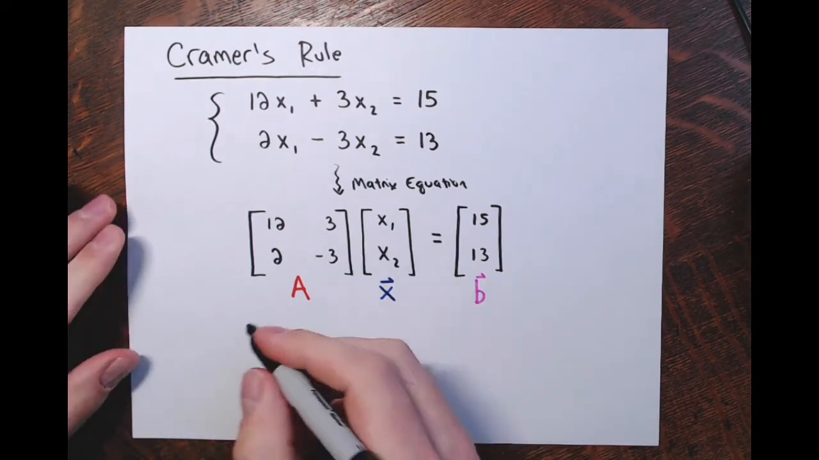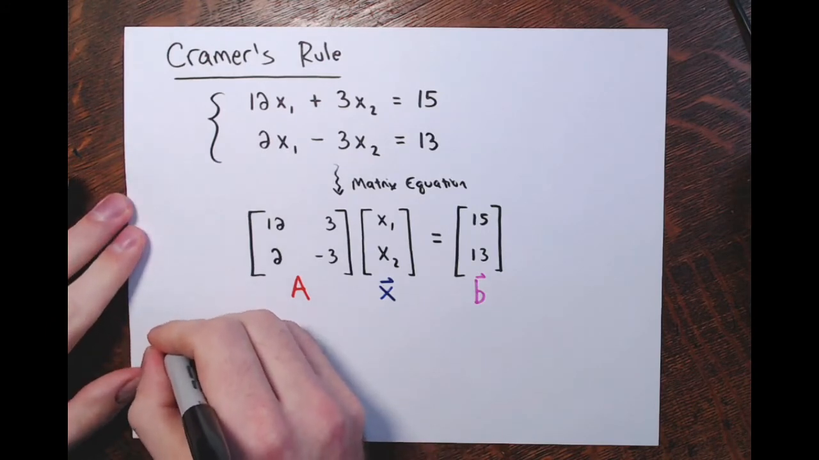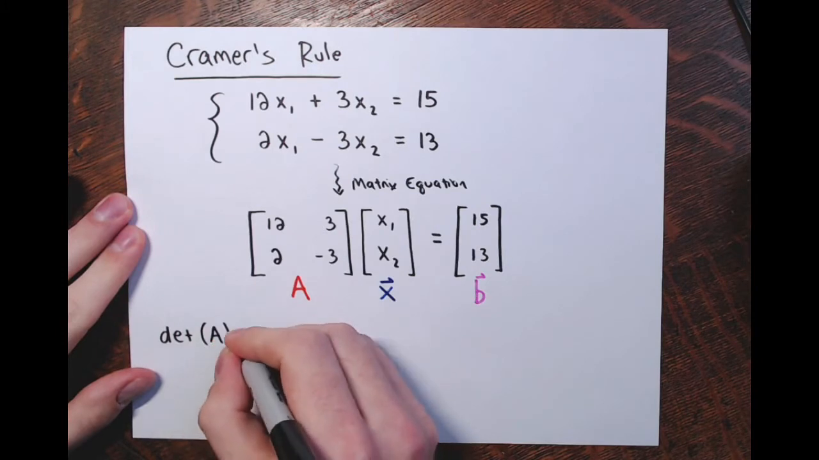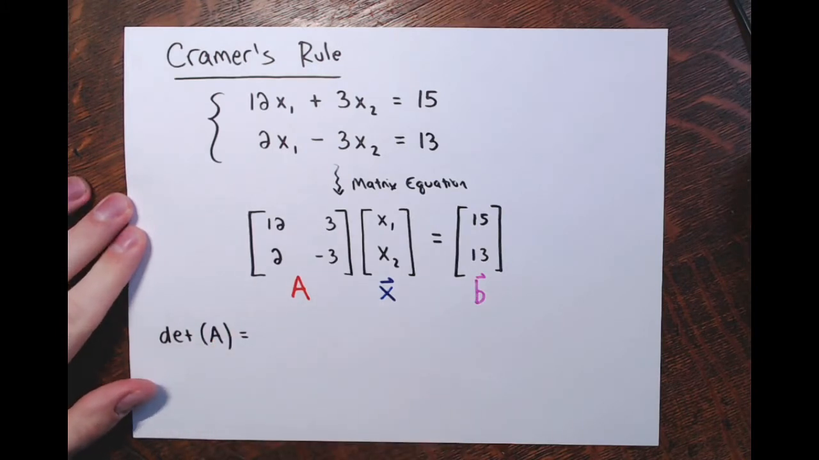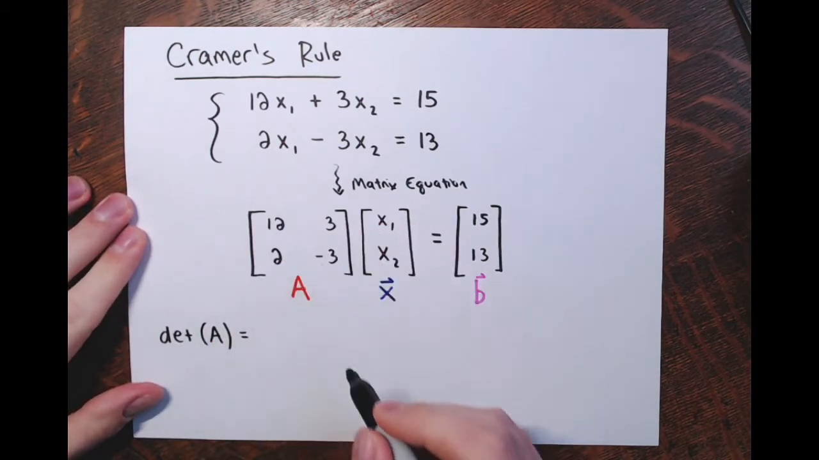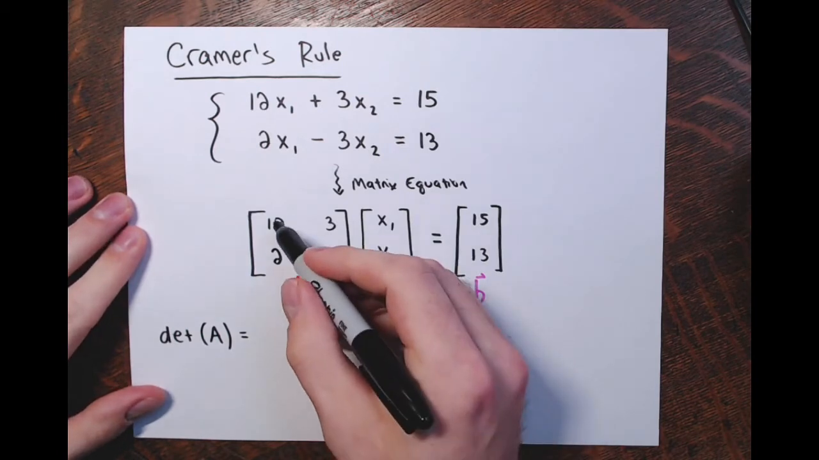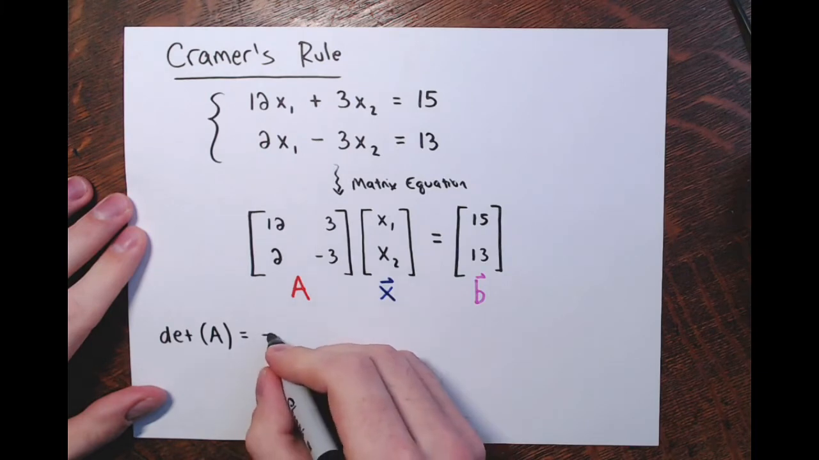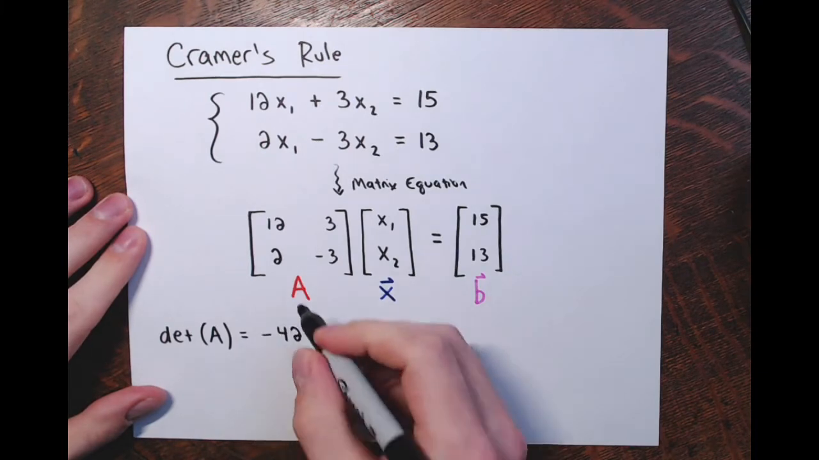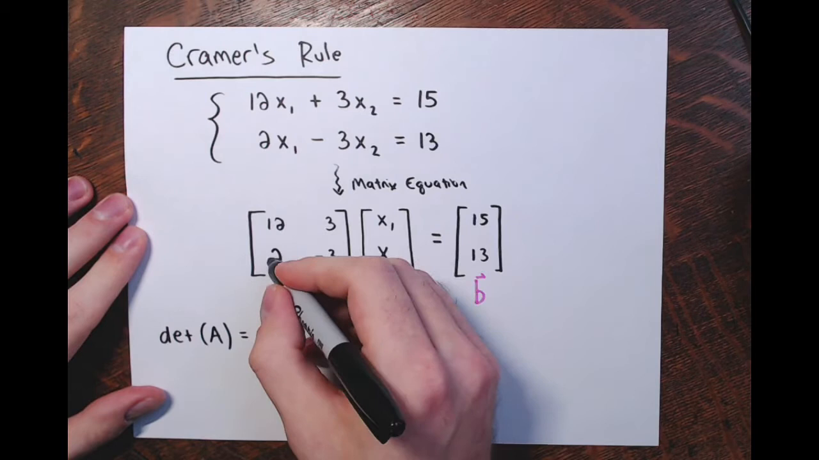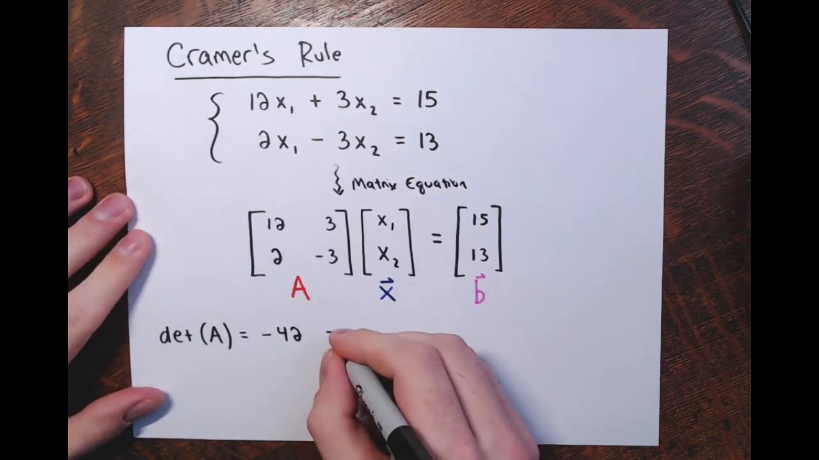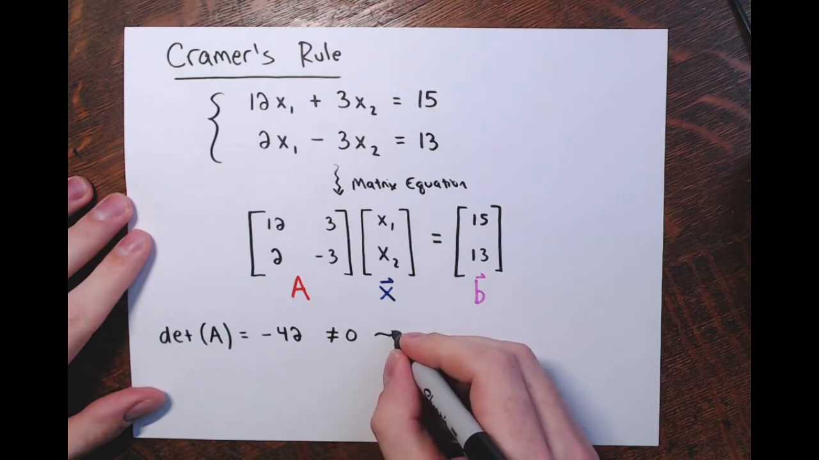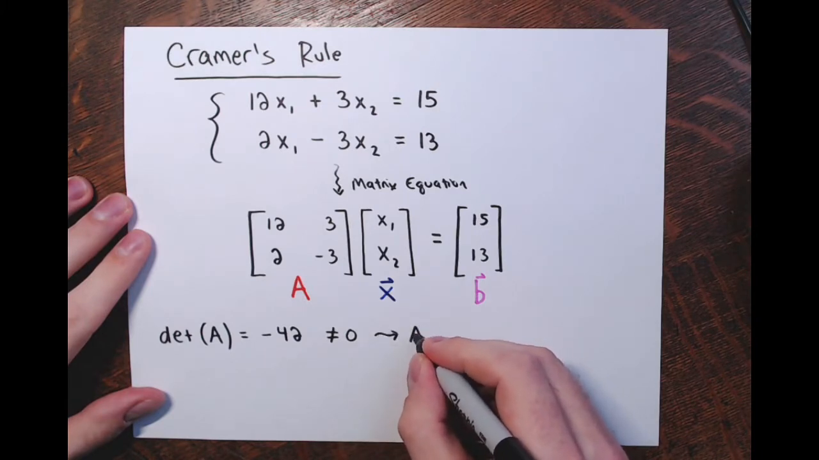So first I'm going to find the determinant of the coefficient matrix. What's the determinant of A? Now it's a simple 2 by 2. So negative 36 minus 6. This would be negative 42. This is not 0, meaning that A is invertible.